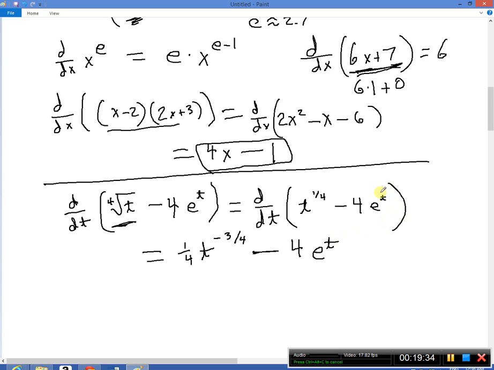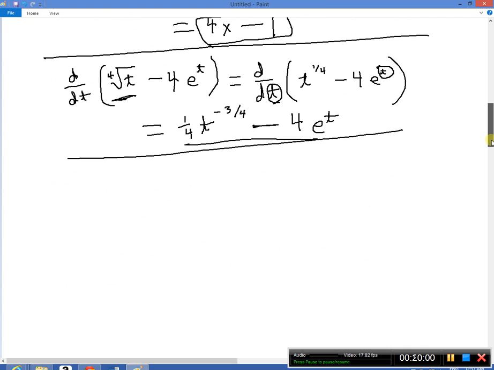Why? Because that t is a variable. It's the independent variable. And so e to the t is an exponential function, not a polynomial. So the derivative of an exponential function is an exponential function back again. E to the t has derivative e to the t. And that's our answer right here for the derivative. Okay?